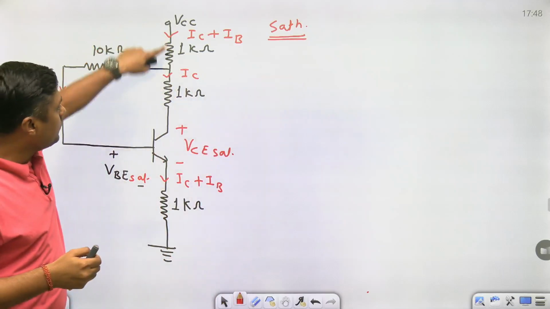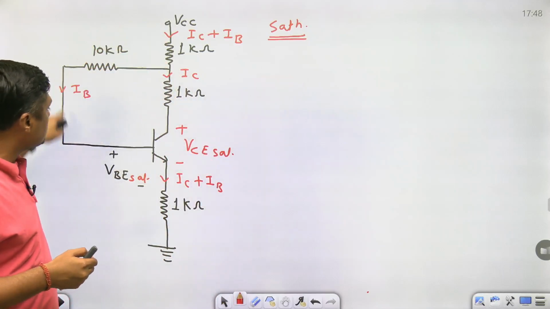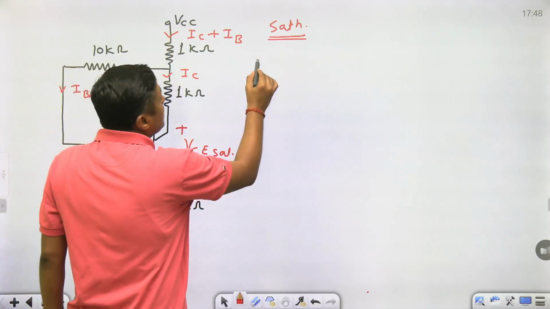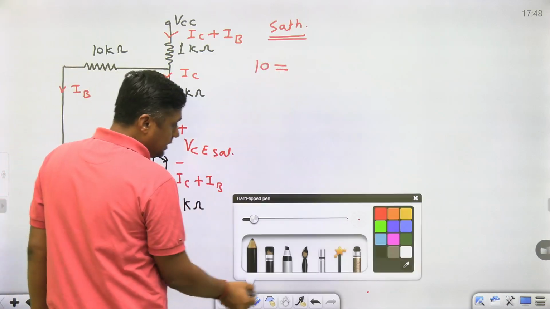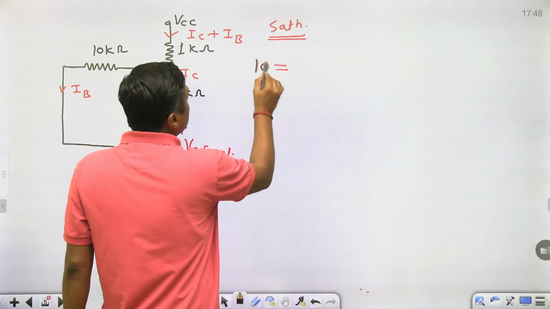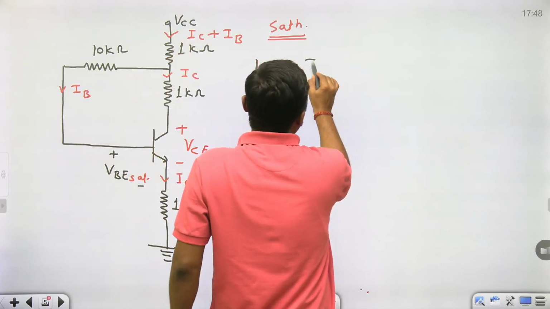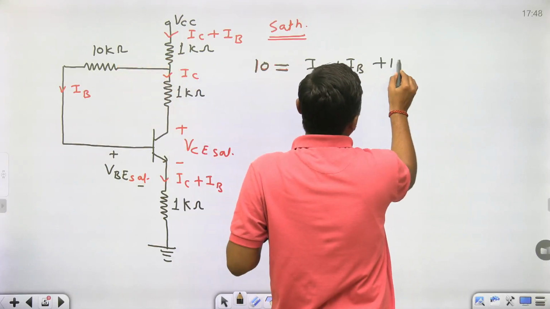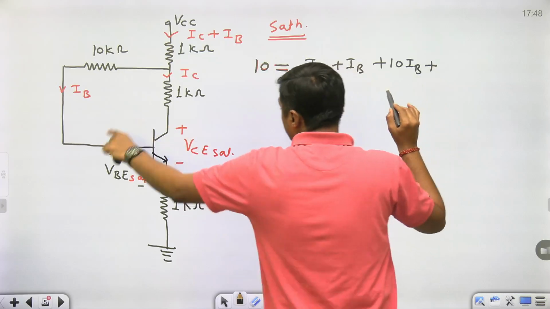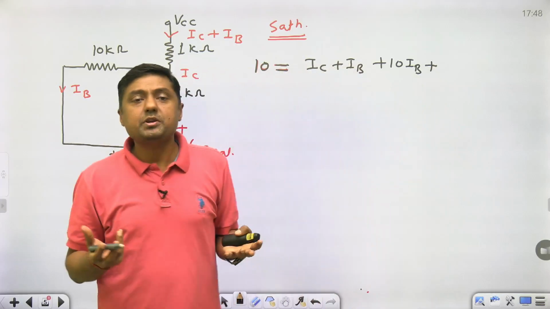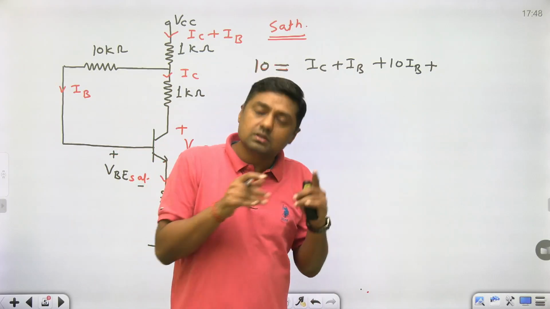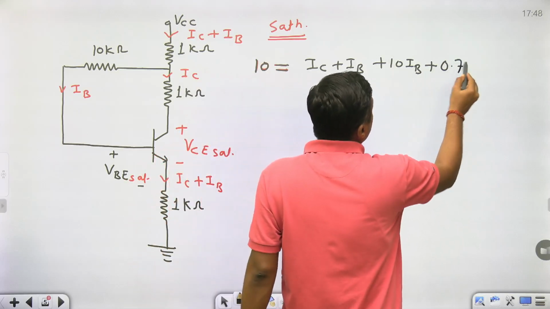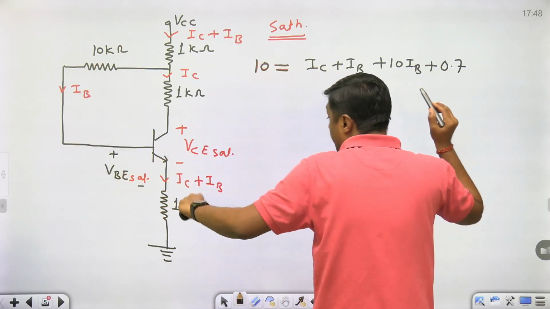Now, if it is in saturation, how can we find the currents? You have to write the KVL from this point to this point, and the KVL from this point to this point. We are going to get two equations. So what is the VCC? 10 volt is equal to, I am going to write the KVL, IC plus IB into 1, so I am directly writing IC plus IB, plus 10 times IB, plus VBE sat. So normally what is the value of VBE sat? It is given in the question, or in recent questions it is 0.7 volt. In some books it is given as 0.8 volt. You can put 0.7 volt. This is the VBE sat.